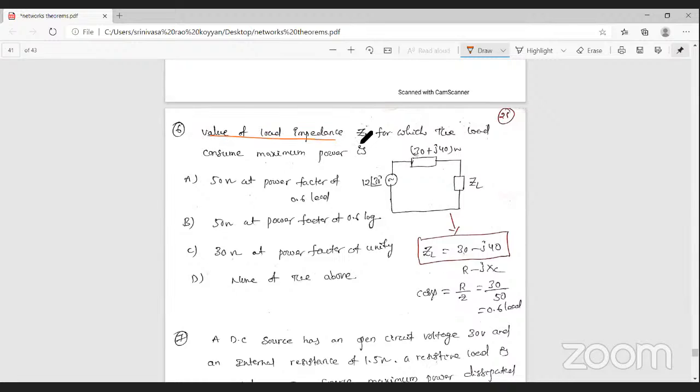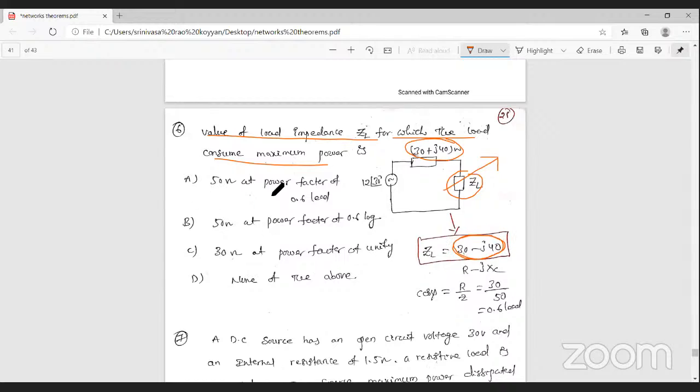And next one, what value of load impedance ZL is such that the load consumes the maximum power. So to consume maximum power, what is the value of ZL? ZL is the unknown value here. So, according to case 2, ZL is the unknown, then load impedance is equal to the conjugate of source impedance. That is, what is the conjugate of 30 minus J40? 30 minus J40.